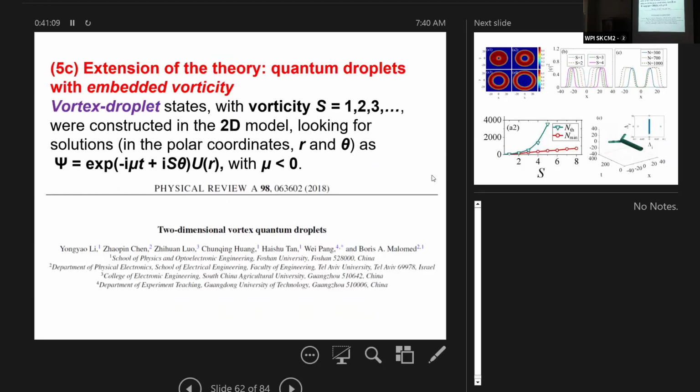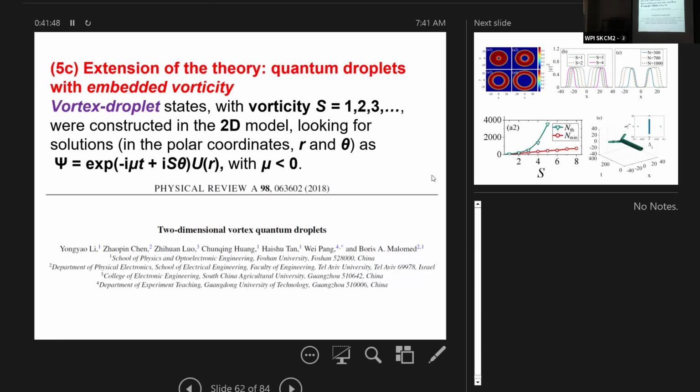Okay. Then the next question is, if it is immediately obvious theoretically, and it was demonstrated experimentally, that one can create stable quantum droplets without any vorticity, without any topological structure, why not try to embed vorticity and make them topological objects? Thus far, this issue was considered only theoretically. First of all, in the two-dimensional limit, it was done in this work, essentially performed by the group of Professor Yongyao Li at Foshan University.